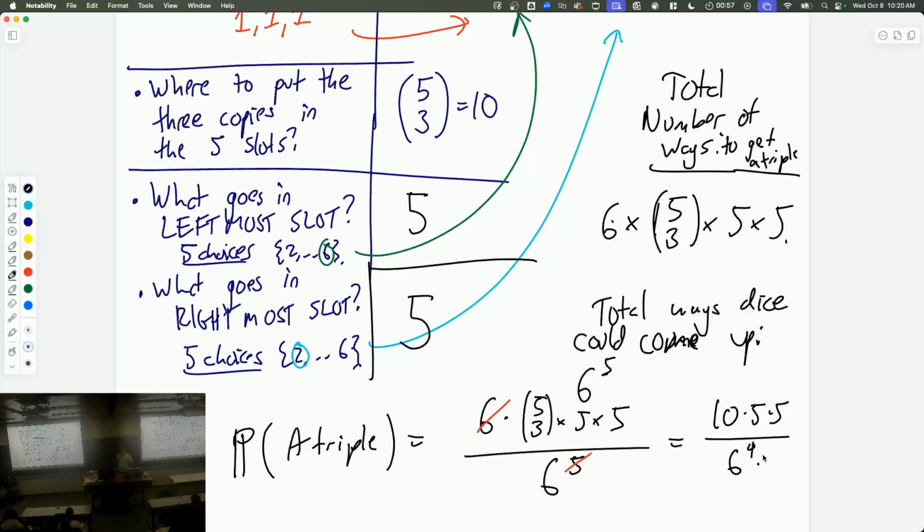Questions or comments about this one? I think this was the hardest combinations problem we had you do.